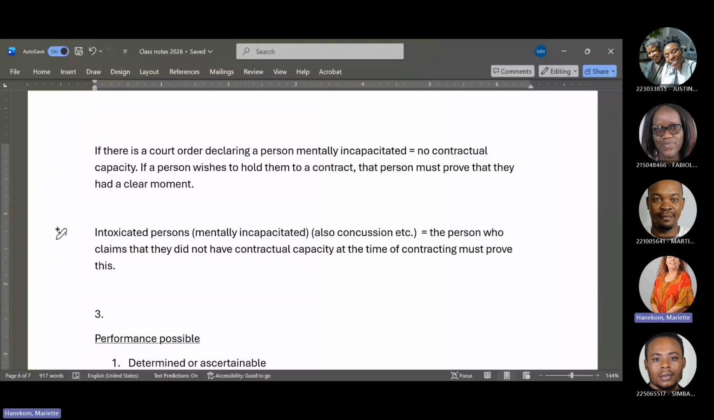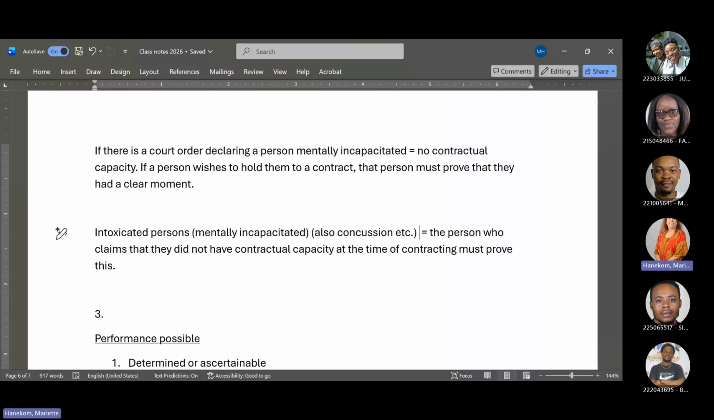If, however, you have now sold your car and the next day you realize that you didn't realize what you were doing, either because you'd been drinking, which we trust would not be the case, or because you're suffering the consequences of a serious concussion, the person who claims that they did not have contractual capacity must prove this. So it will be up to you to bring the necessary evidence that at the time of contracting, you did not have the capacity to understand.